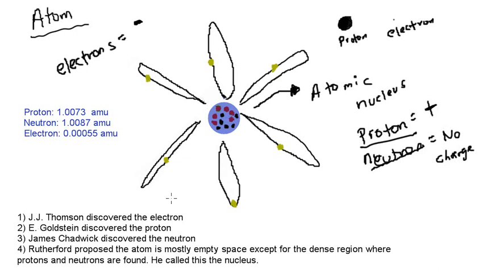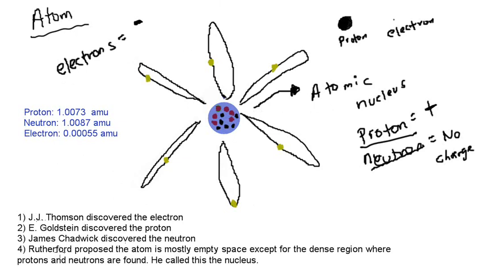Okay, so let's go down here. J.J. Thomson discovered the electron, so this is just a little bit of history if you want to know about it. E. Goldstein discovered the proton. James Chadwick discovered the neutron. So these are the three people that discovered the subatomic particles inside the atom.